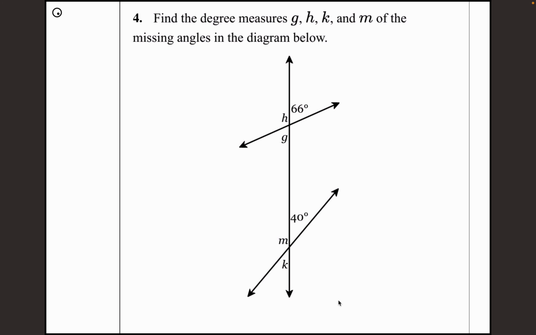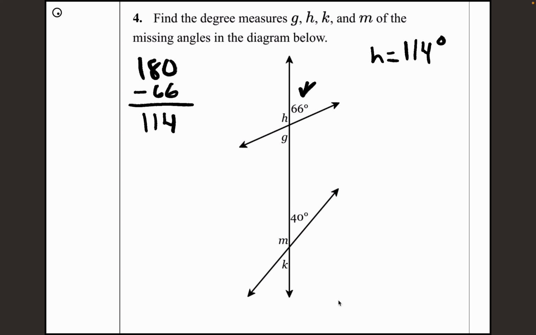Yeah, James? Since we have this angle, these two angles right here are supplementary, so they're going to add up to equal 180. So all we have to do is just 180 minus 66. And what is that? 114. And that is our value for H. What about our value for G? How can we figure out G?